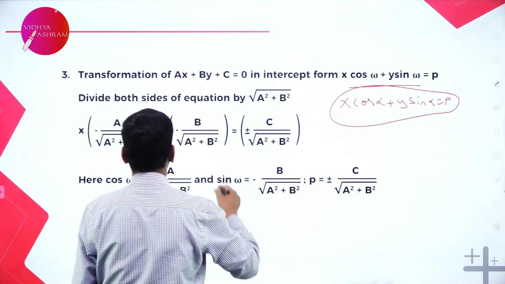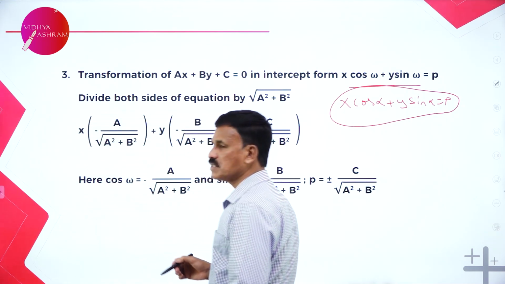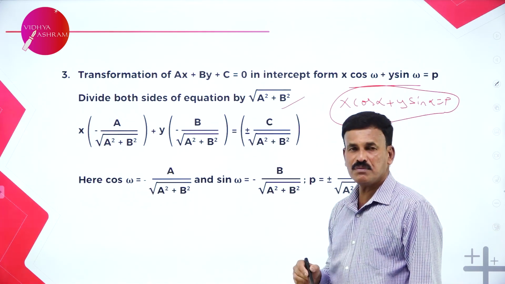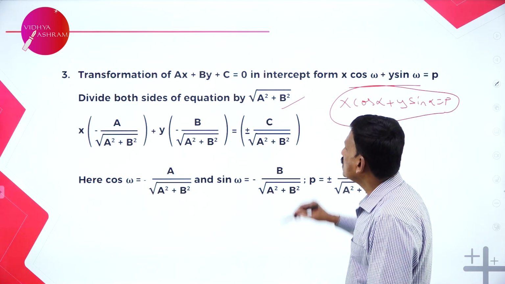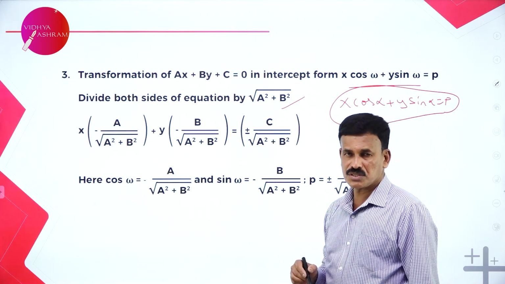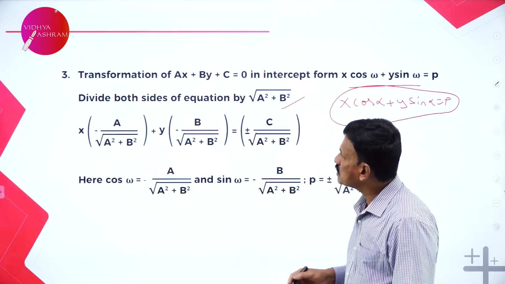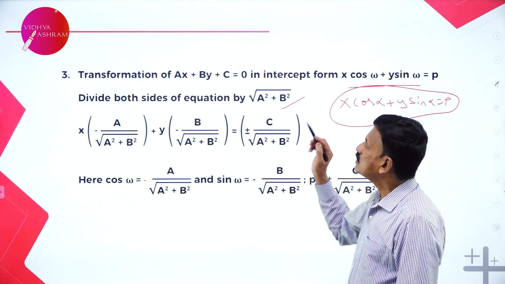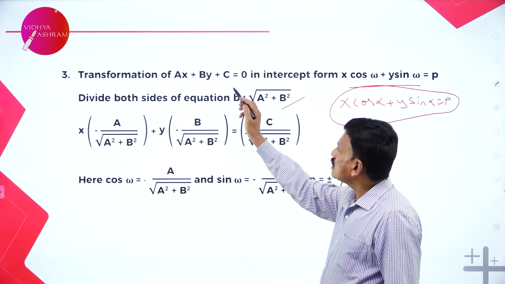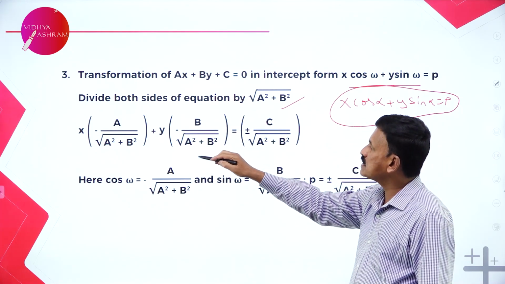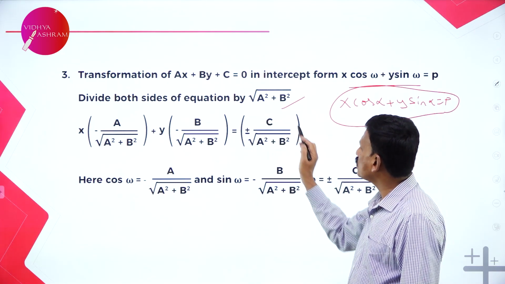Now, divide both the sides of the equation by root of a square plus b square. What is a and b? a and b are the coefficients of x and y. So, just take root of a square plus b square, divide both sides by root of a square plus b square. So, what you will get? Transfer this ax and by to the left hand side, then it becomes minus ax minus by is equal to c.